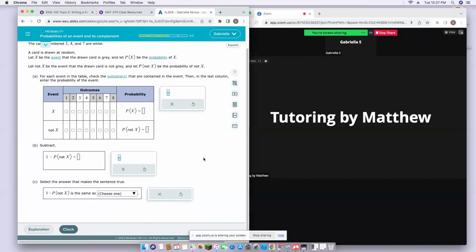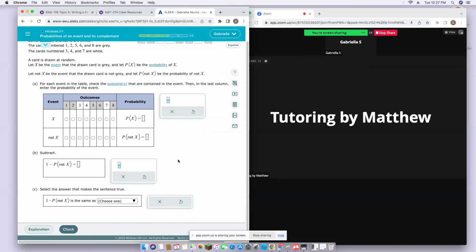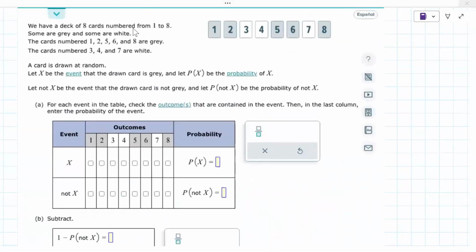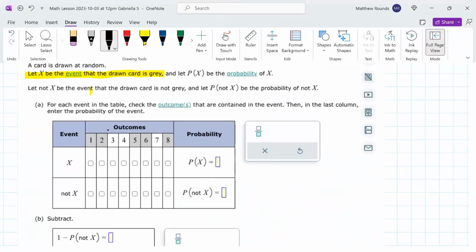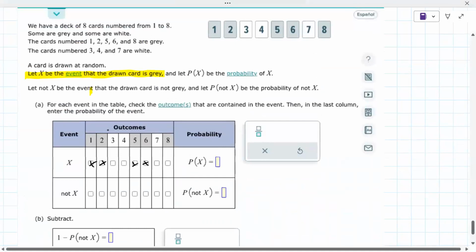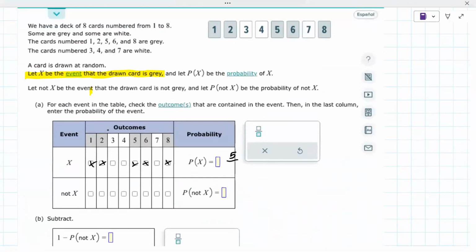Okay, so let me share my screen. The words you're looking for, you want to go up to the top here, looking for what the probability of X is. Let X be the event that the drawn card is gray. And they're trying to help you there with the color coding in the outcome. So the table, the gray is 5, 6, and 8. That ends up being 5 out of 8.